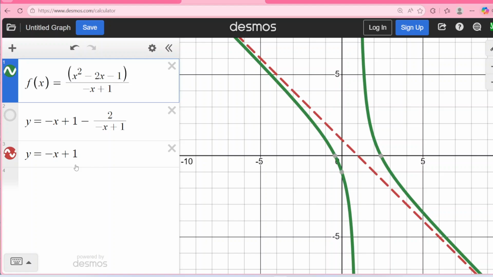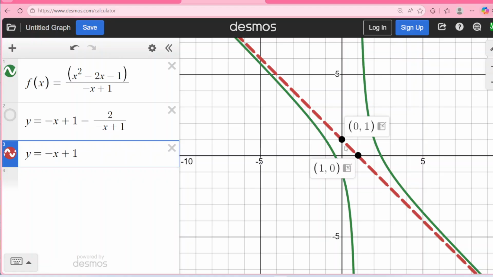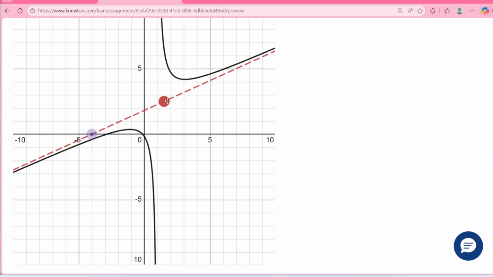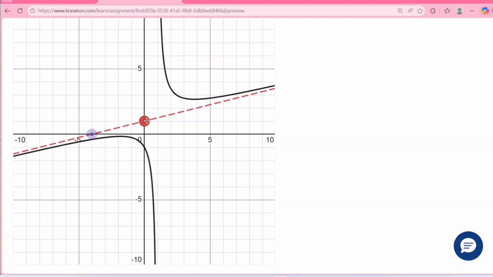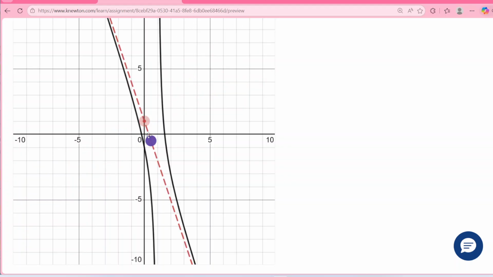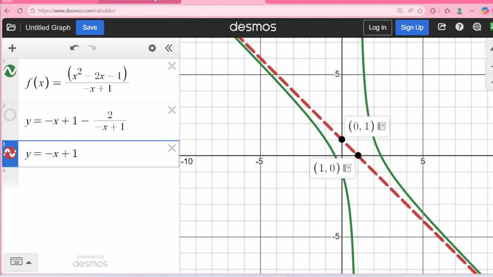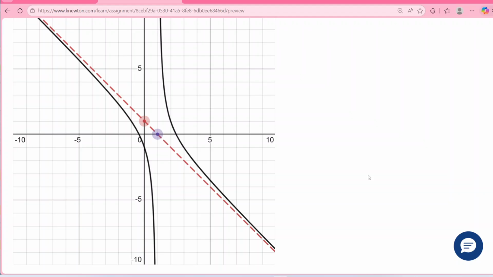So what I want to do now, back on the problem, is move my points. Two easy points would be the intercepts, right? 0, 1, and 1, 0. I'll just move one of these points to 0, 1, and the other one to 1, 0. And there, that should be good, right? And see how that picture looks like this one. Kind of maybe match them up yourself. And that should be good enough.